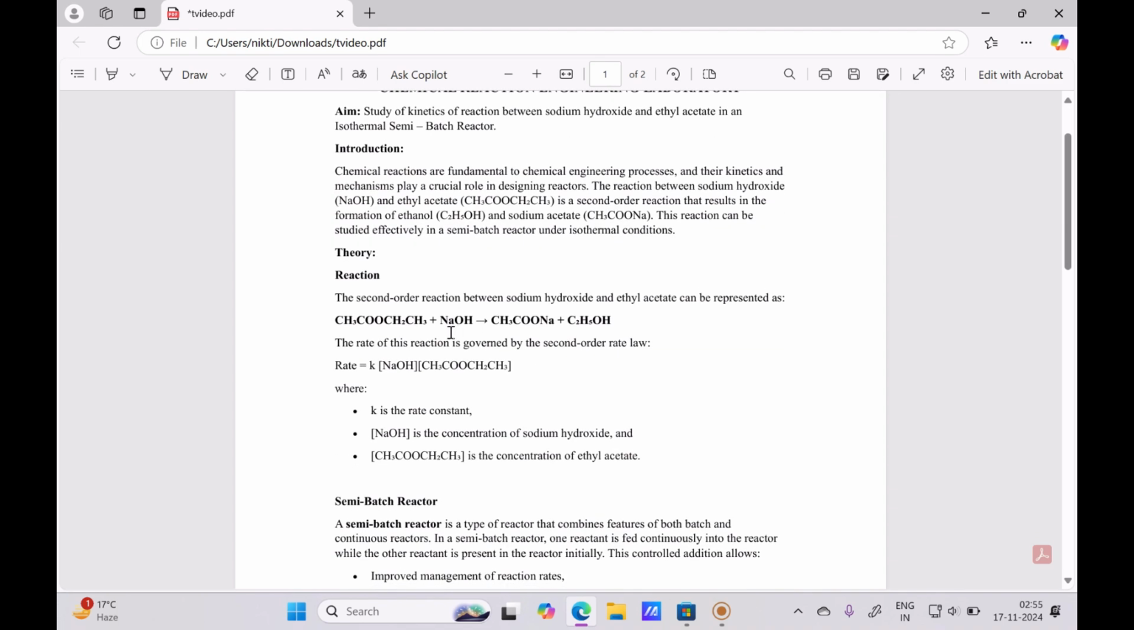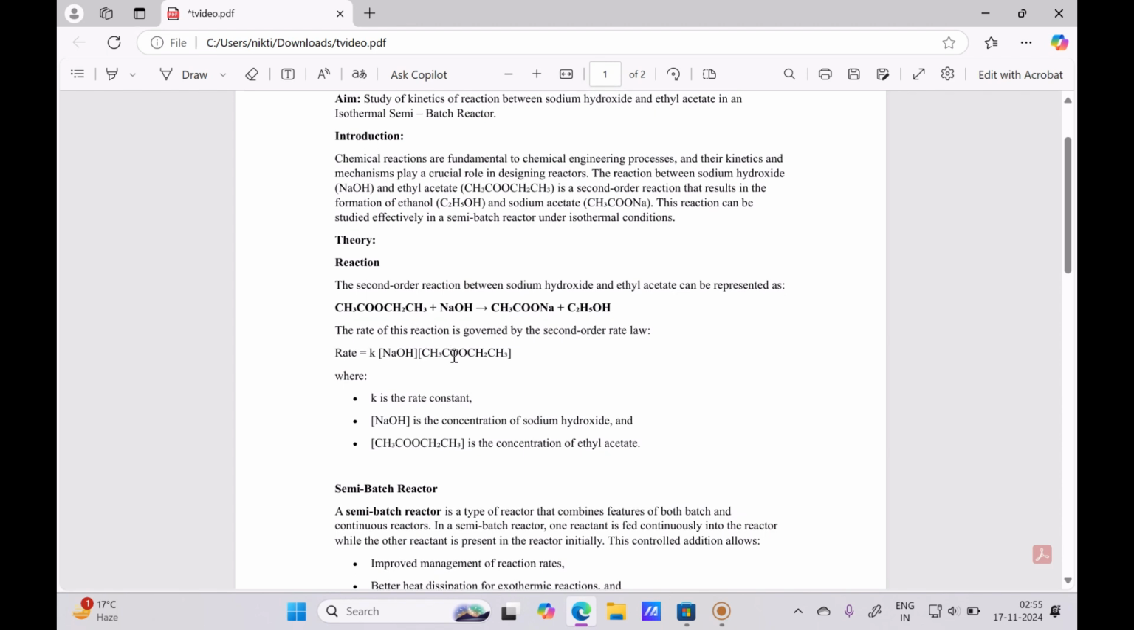Coming to the reaction mechanism, this reaction occurs in an aqueous medium and involves a nucleophilic attack of the hydroxide ions on the carbonyl carbon of ethyl acetate, leading to the cleavage of the ester bond, which yields the products sodium acetate and ethanol.